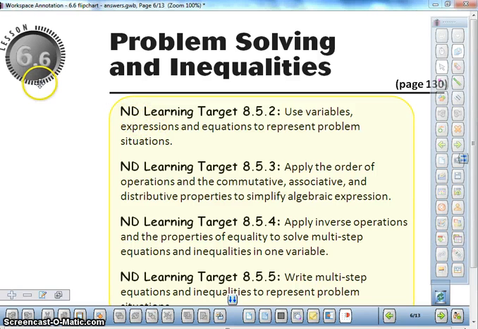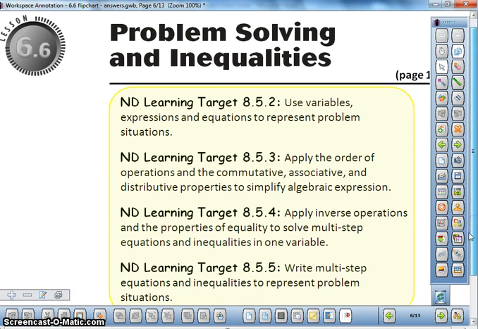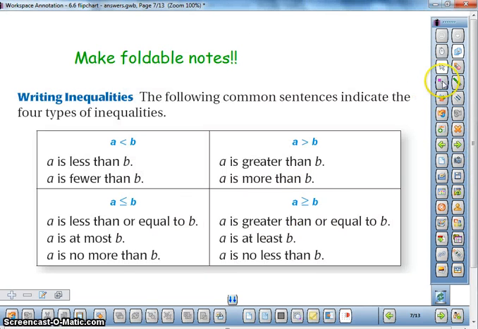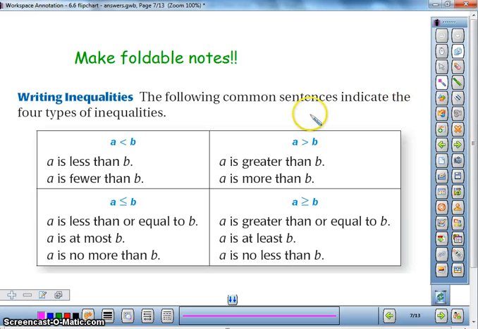Here we are looking at lesson 6.6, problem solving with inequalities. We're going to be using variables and expressions, order of operations, inverse operations. We'll be applying and writing our multi-step equations. And the key thing is we want to be thinking about what the words mean in our situations.